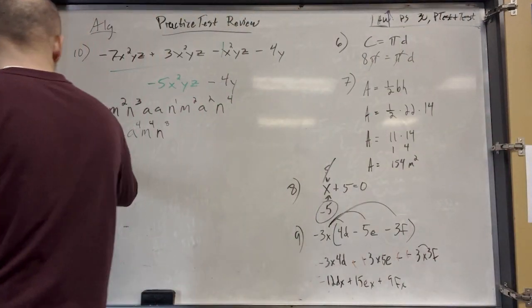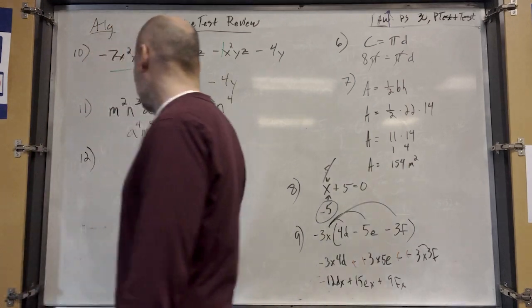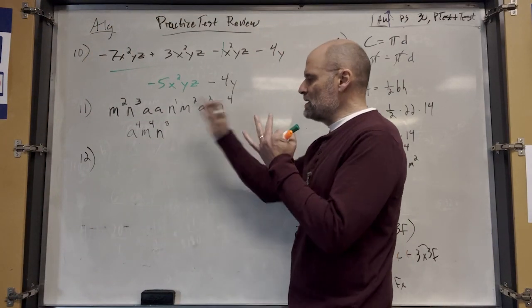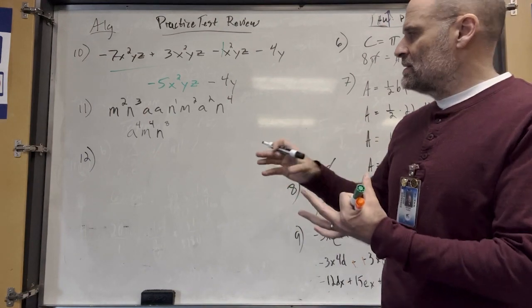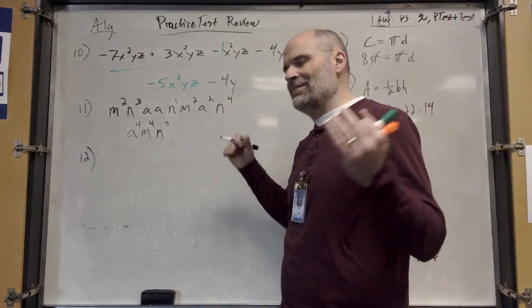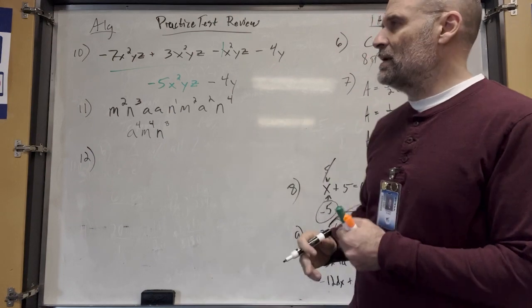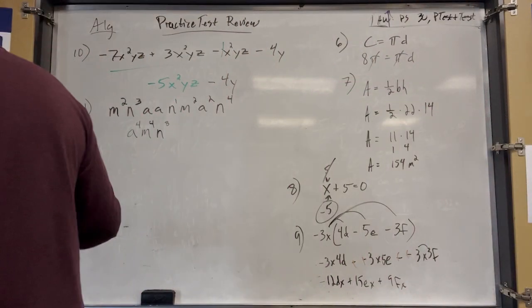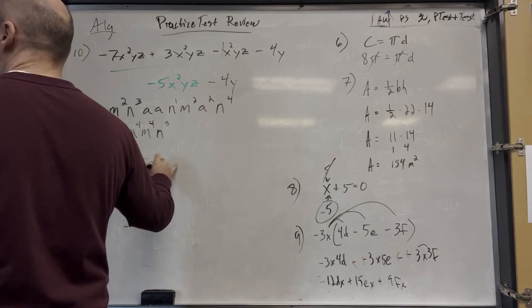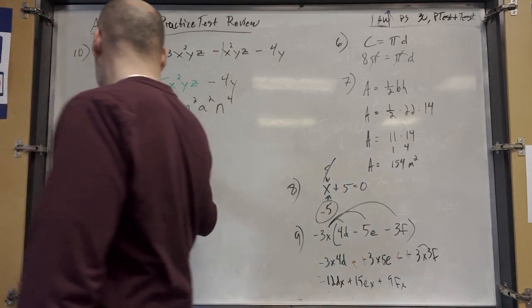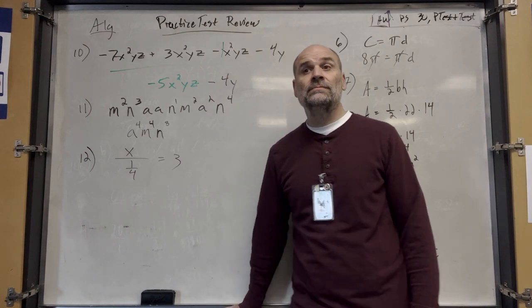Number 12. That's it, okay? And it's nice when it's all in one thing. When we start getting into rational expressions, when you have stuff on the bottom, then you have to clean that up as well, but that's great. Okay, number 12. What does this mean? Say it out loud. Say this in English. Read this problem.